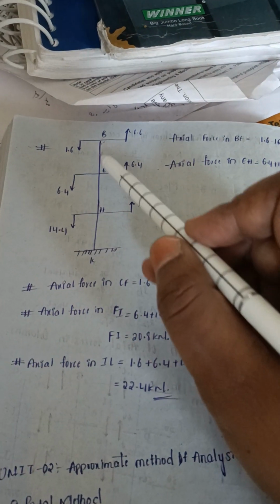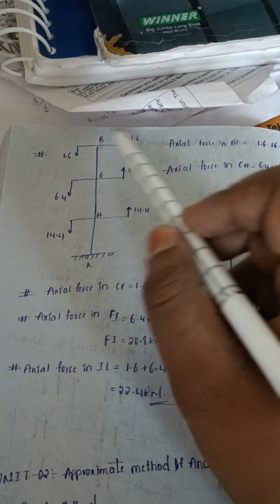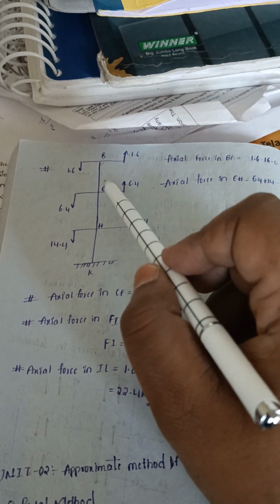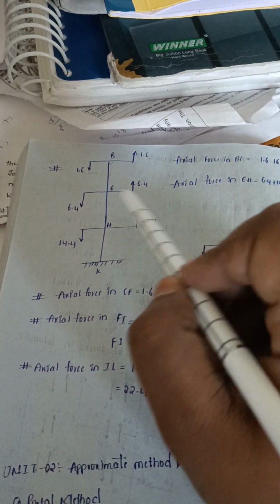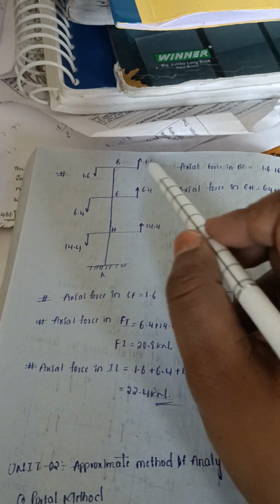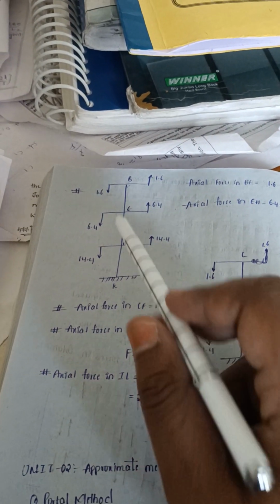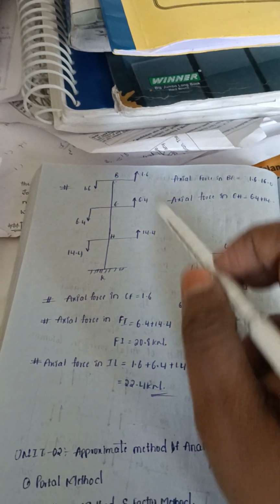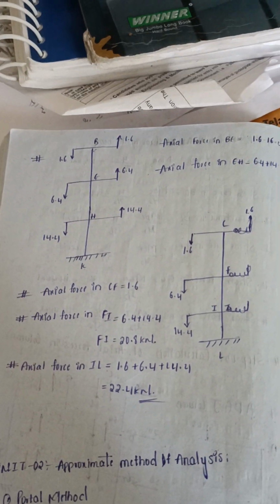So in the same way for intermediate column, for this axial force is this minus this one, and for this you need to consider sum of these two minus sum of these two. For this you need to consider sum of these three minus sum of these three, like that. Yeah, thank you. This is about portal method.